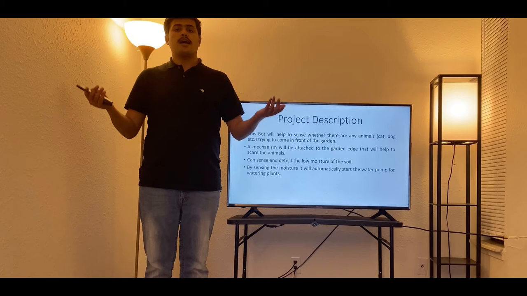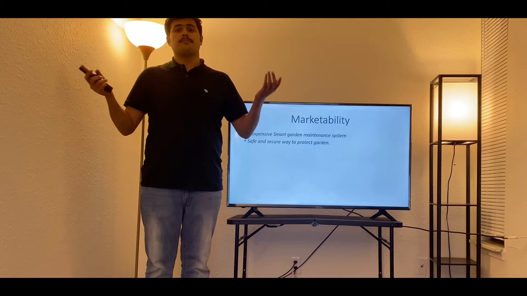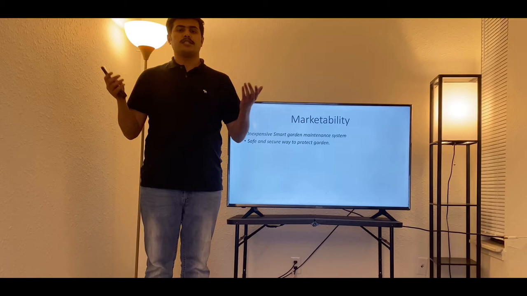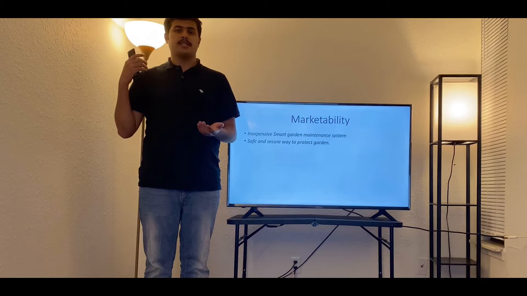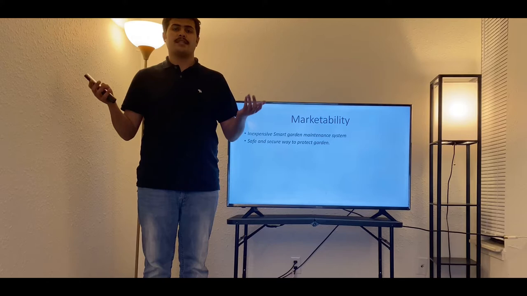Next. Marketability. For the marketability part, we have thought about how to make our product attractive and more needed. Our device is going to be an inexpensive and smart maintenance system for the garden. Moreover, our product is going to be safe and secure, and it will protect the garden as we mentioned. These are the things that make our product marketable.